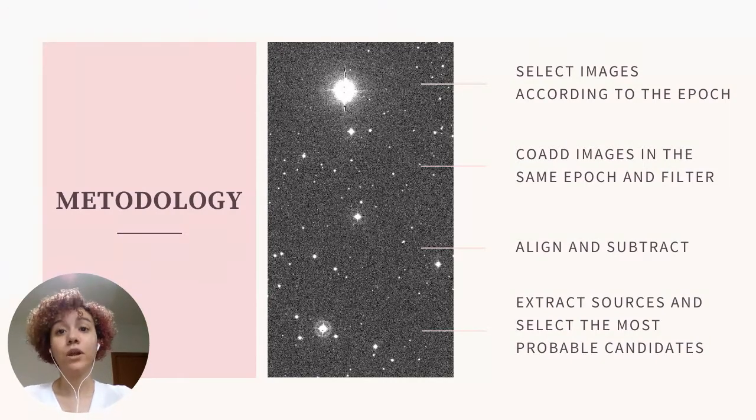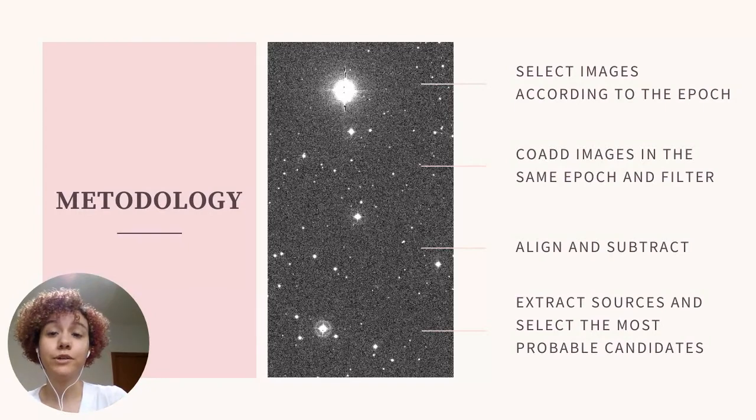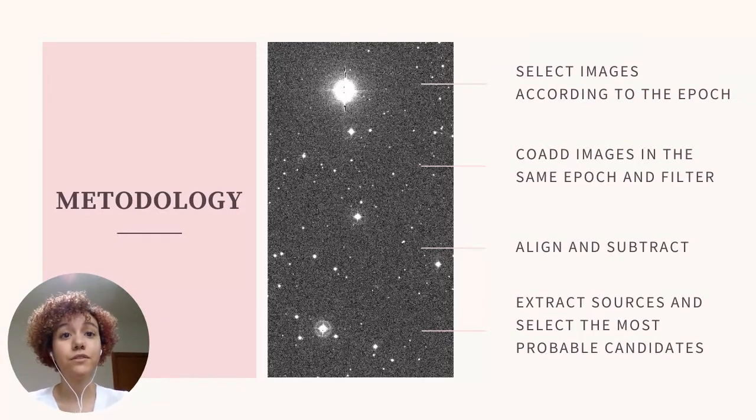The first step of what I do is to select the images according to the epoch. If you're not very familiar with the term, it just means from different dates. Images from December are from one epoch, and images from April are from another epoch. So I have to select and co-add them. If I have 3 images from December in a certain filter, I add them up and end up with only one. After that, I have to align the images from different epochs and subtract them from each other.